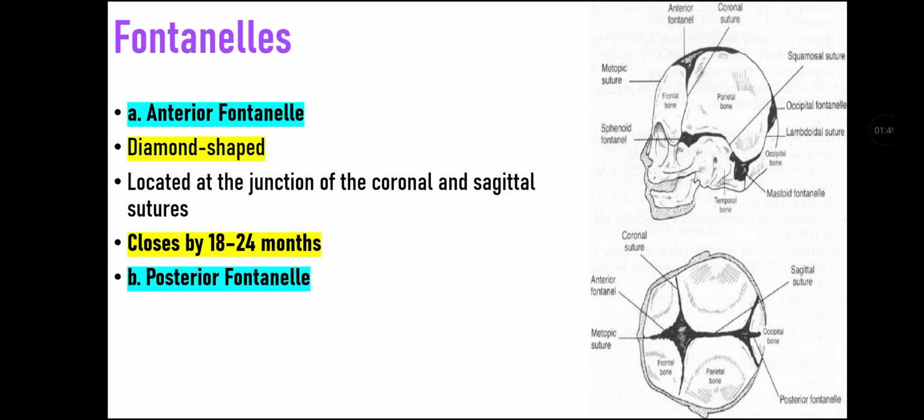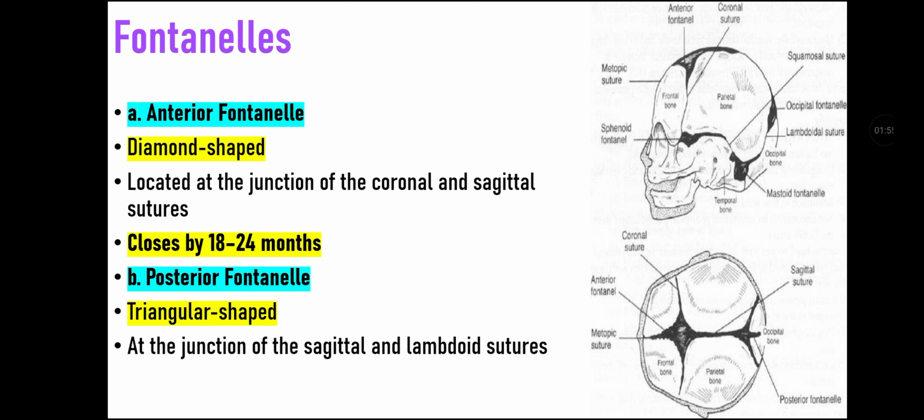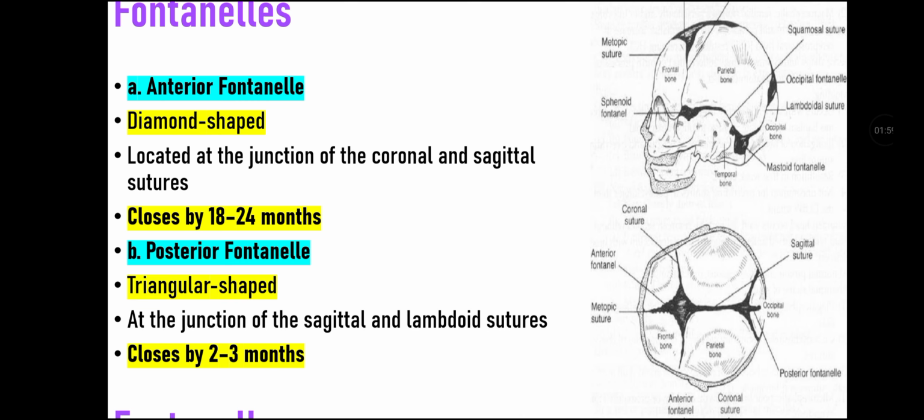Second is the posterior fontanelle, as you can see here in the diagram. It is triangular shaped when viewed from the superior view. It is the junction of the sagittal and lambdoid sutures. It closes by 2 to 3 months of age.